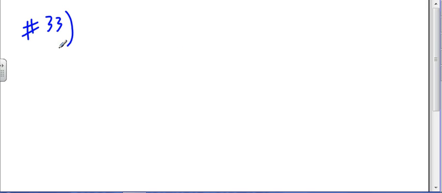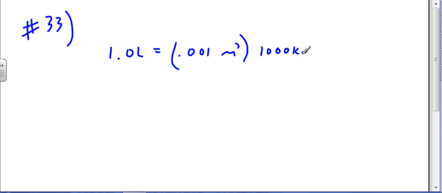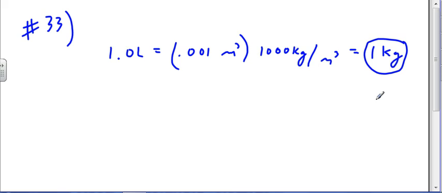Okay, so 1 liter. 1.0 liters is 0.001 meters cubed. If we take 0.001 meters cubed times 1000 kilograms per meter cubed, we end up with 1 kilogram. So we have 1 kilogram of water being displaced by each bottle. I think we probably knew that before doing that math, but we know that now.